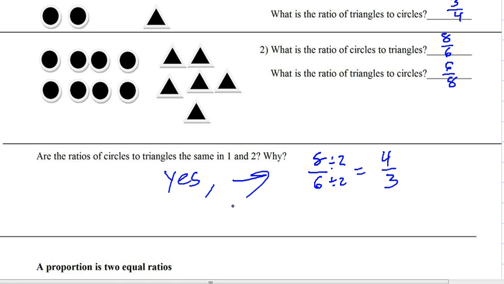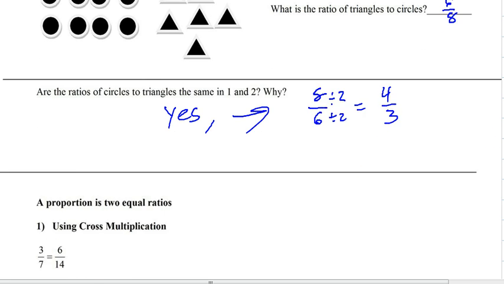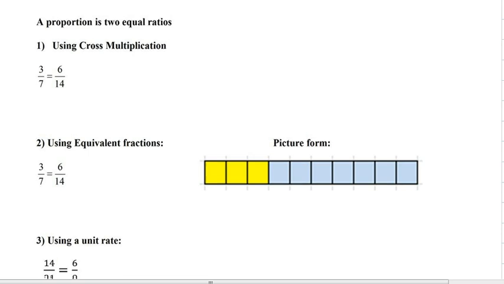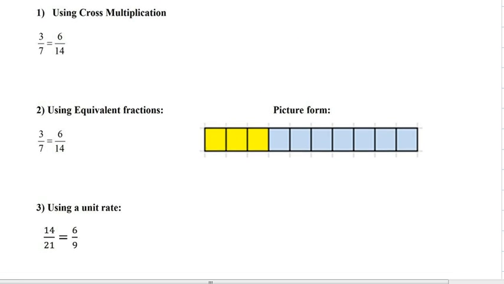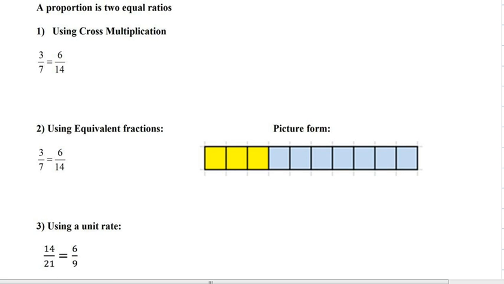It's 2 equal ratios. So if you have a ratio and you create another ratio and they are the same, it's proportional. That's it. So there's a bunch of ways that we can use to show that two proportions, the two fractions, or two ratios are proportional.